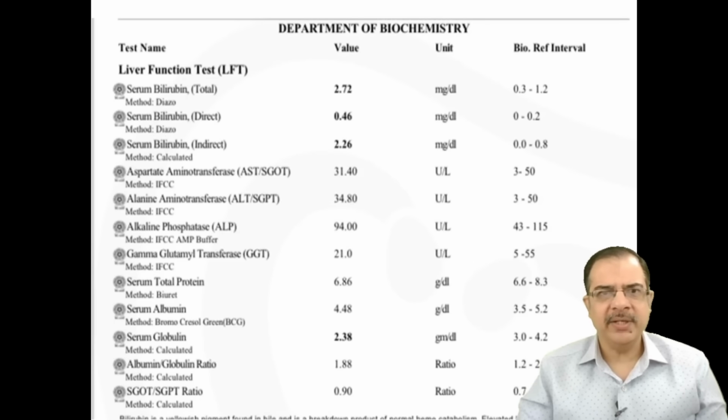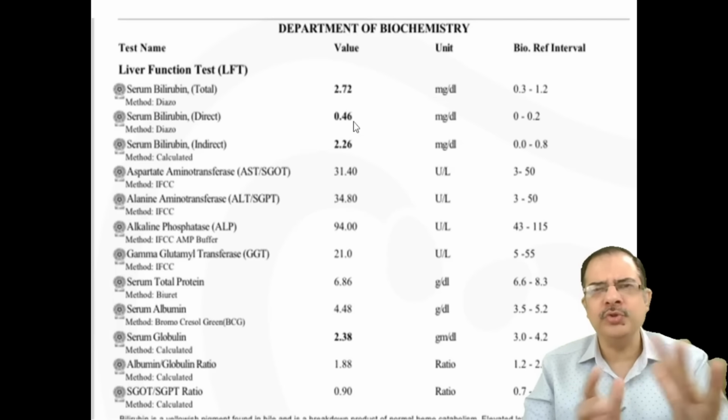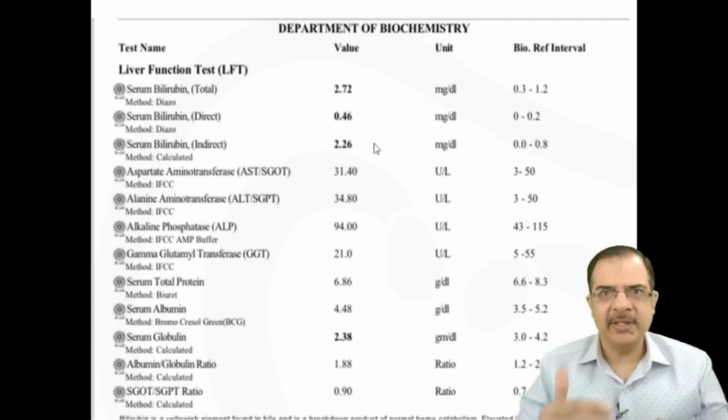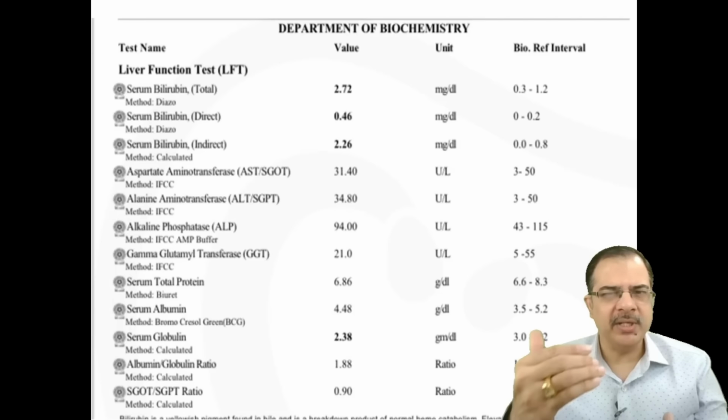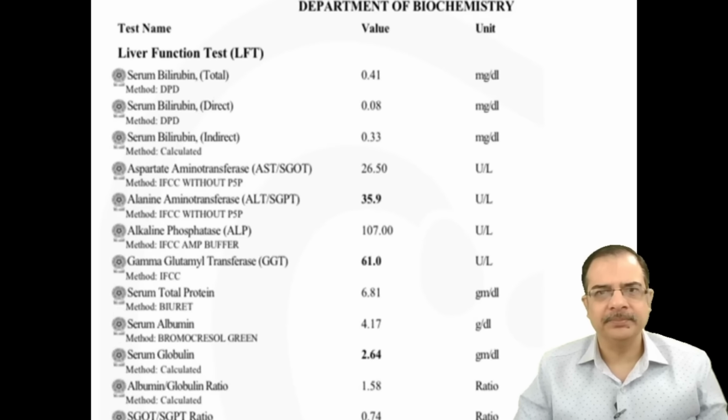In this scenario, you can see the total bilirubin is 2.71 and direct is 0.46 and indirect is 2.26. So the direct bilirubin will come out to be almost 15%. So if it is 15%, then we will take it as a case of indirect hyperbilirubinemia. And the patient says that whenever there is prolonged fasting, there is yellowness in the eyes. So this is a case of Gilbert syndrome most likely.